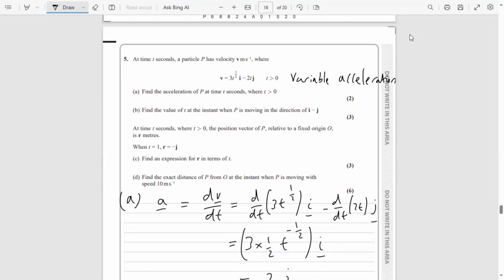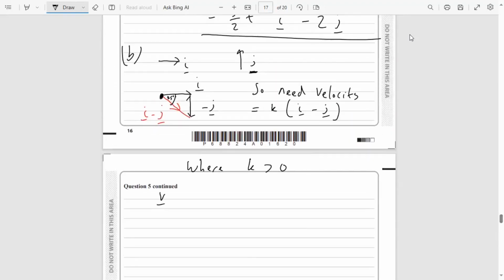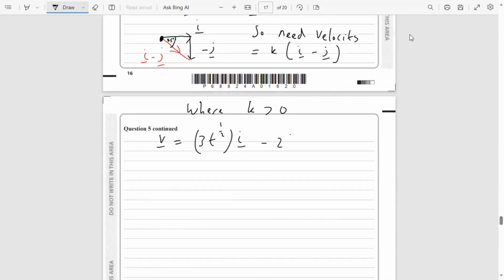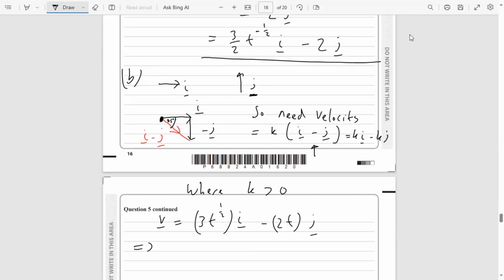Now we know that's our velocity, because that's the velocity of the particle. So let's copy out this velocity again so we've got a record of this. The velocity is (3t to the half) in the I direction, and then minus 2t in the j direction. What we need is this 3t to the power of a half to be equal to this k number that we came up with, and the 2t to be equal to it too, because the minus sign is already accounted for. In fact, let me expand the brackets: we've got ki minus kj.